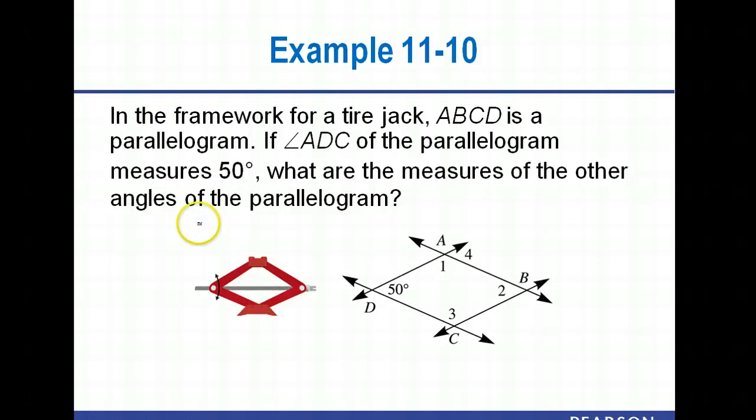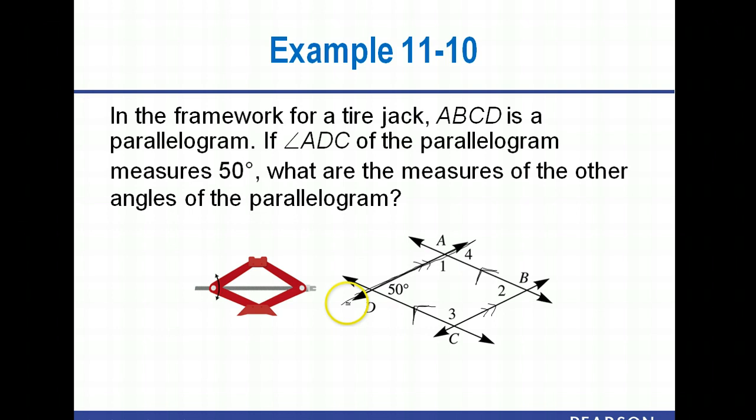Okay, let's try an example. In the framework for a tire jack, ABCD is a parallelogram. If angle ADC is 50 degrees, measured here, what are the measures of the other angles in the parallelogram? Let's make use of our ideas of alternate interior angles, maybe corresponding angles. Notice that in a parallelogram, we know that these opposite sides here are parallel. So if we consider these first two like this, that means we've got parallel lines with a transversal.